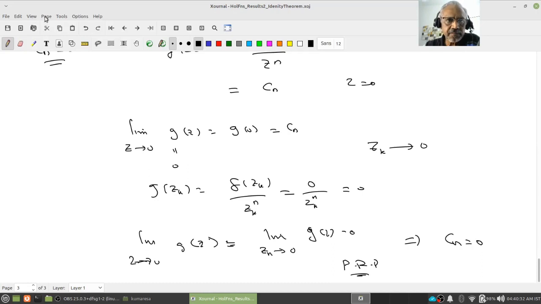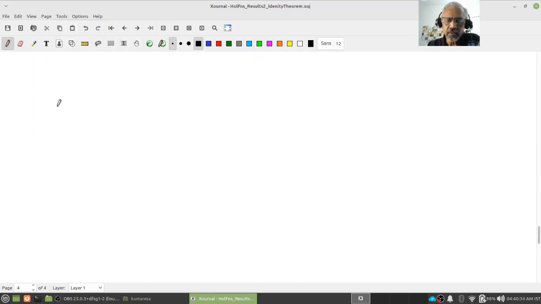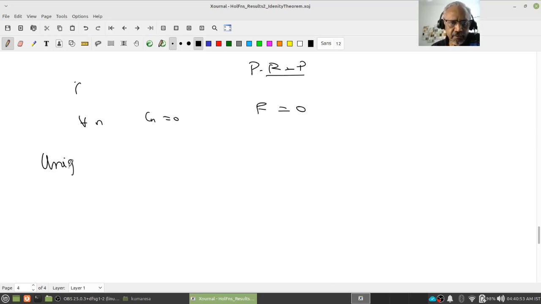Okay. So what have I shown? By induction. Make sure that you understand this logic. Therefore, for all n, Cn is 0. That means f is identically 0. Okay. This is called the theorem. What the theorem which you proved is the uniqueness theorem for power series.